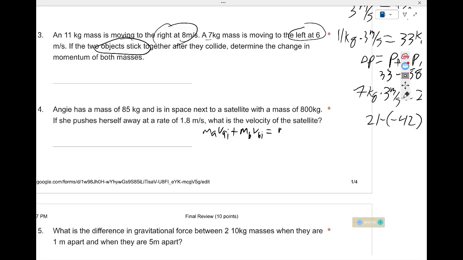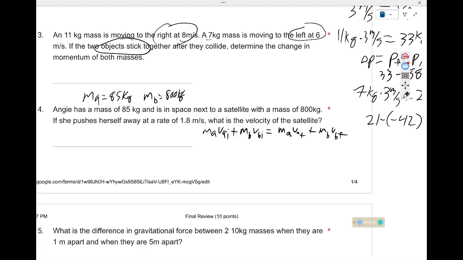And it's got to equal the momentum we have at the end. Now the tricky part here truly is just keeping track of all of your variables. So here, mass of A, let's call that Angie, that's 85 kilograms. Mass of the satellite, we'll call that M sub B, that's going to be 800 kilograms.